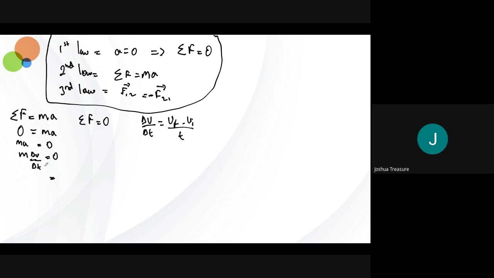Let me say that again. If you have the mass and it is not equal to zero, and the change in time is also not equal to zero, one of these has to be equal to zero for the entire thing to be equal to zero. Yes or no? Yes, sir. So which one would it be?